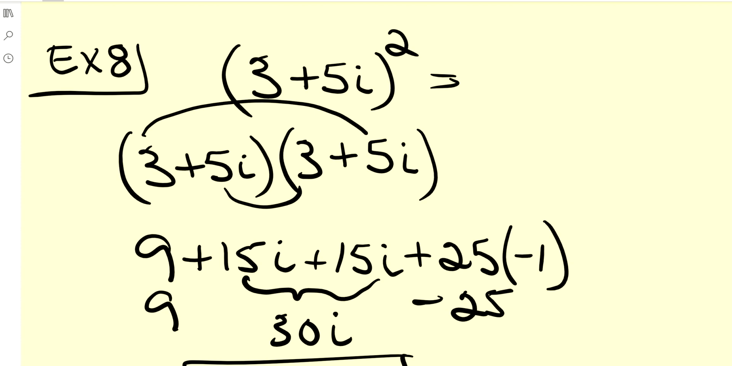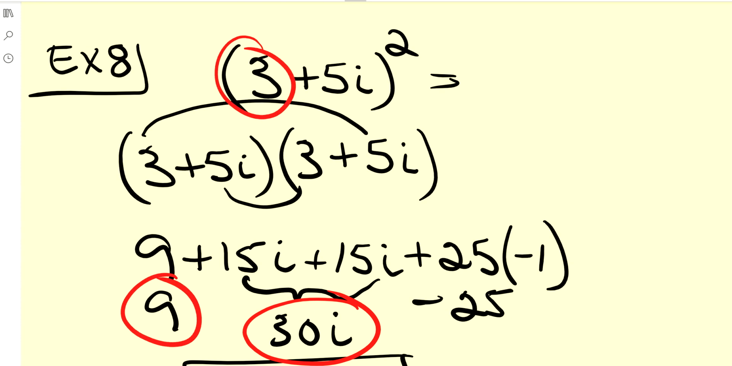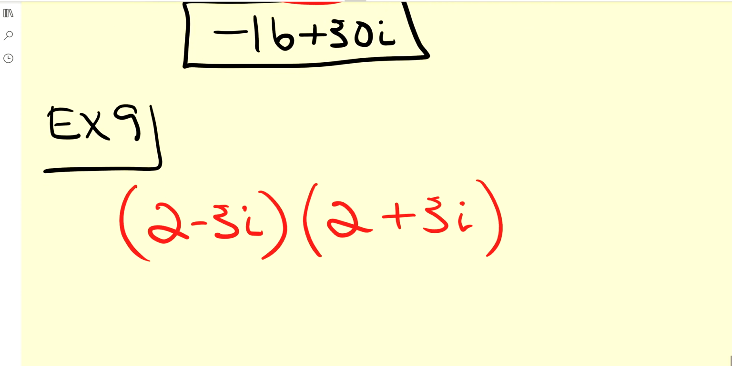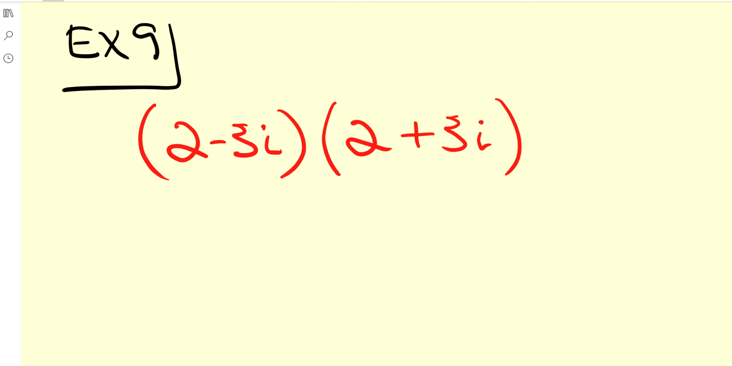Look at here. In the middle term, 2 times 5 is 10 times 3, 30 times i is 30i. Square the first term here, square the second term here, and that was with that -1 as well. So you could do it that way as well. But let's not worry about it right now. For this one, I just want to FOIL it.